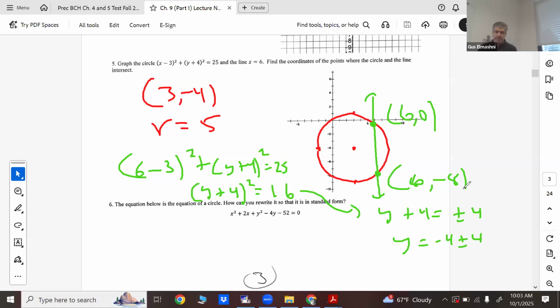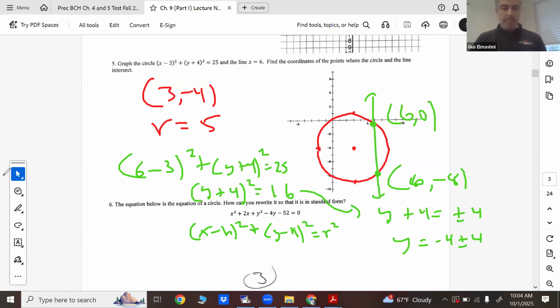Okay, the last one. You're asked to rewrite it in standard form. So standard form we already derived, right? x minus h squared plus y minus k squared equals r squared, with the center being h comma k and the radius being r. How would I rearrange the equation that you see in number 6 to make it look like that? What would I have to do?